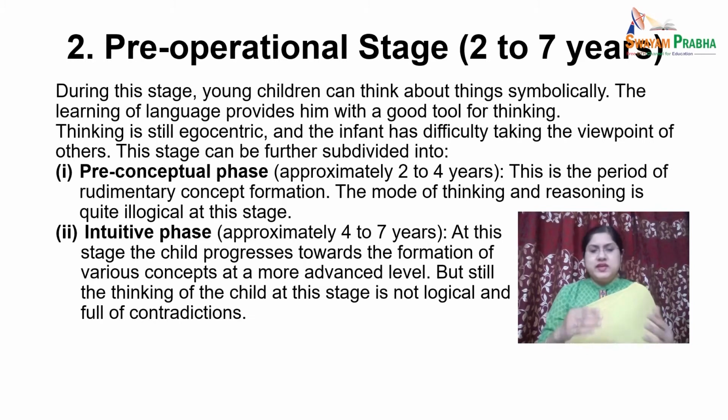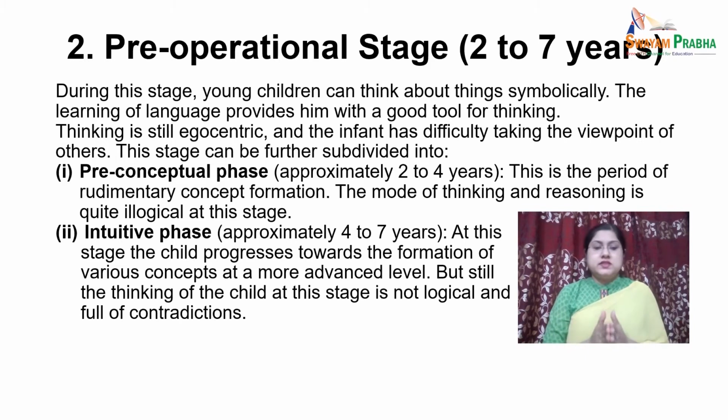This stage we can subdivide into the first part, the pre-conceptual phase. The pre-conceptual phase starts at 2 years and extends till 4 years. This is the period of rudimentary concept formation. The mode of thinking and reasoning is quite illogical at this stage. Then we have the second sub part of the pre-operational stage, the intuitive phase, which extends approximately from the age of 4 years to 7 years.